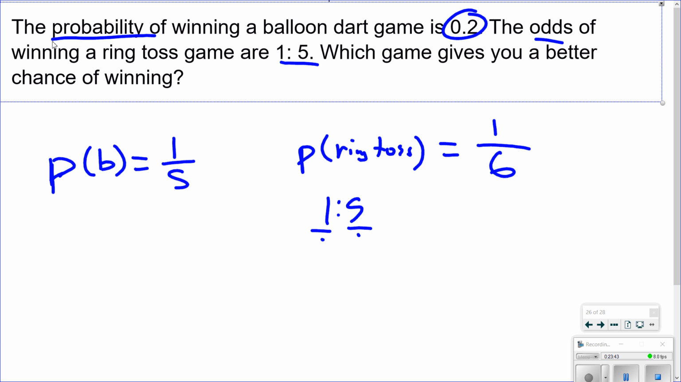So which one gives you a better chance? Well, 1 in 5 is bigger than 1 out of 6. You can change them both to decimals if you need to, but the answer would be the balloon dart game.